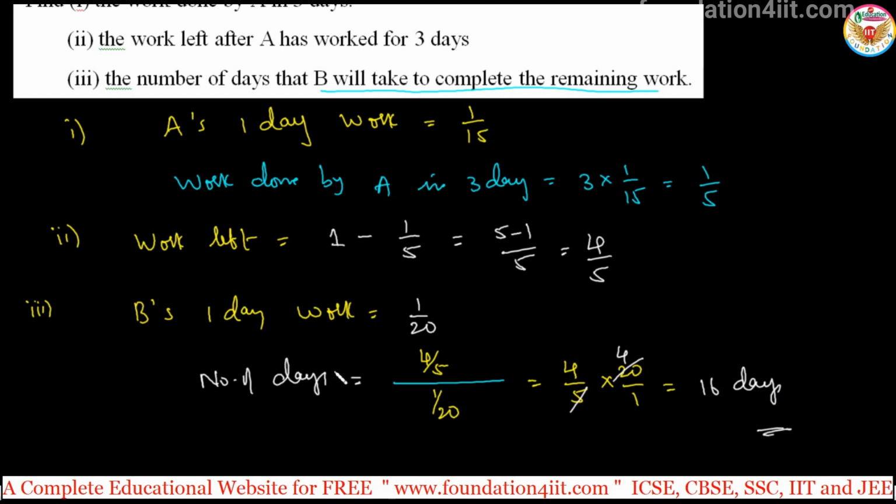If you want to find the number of days, take the total work divided by the person's capacity per day, and you'll get the number of days he can take. In this way, most of the problems in time and work you can solve like this.